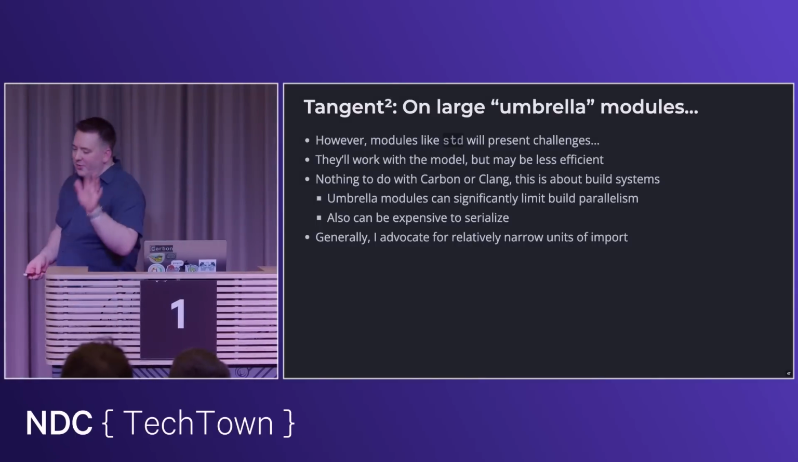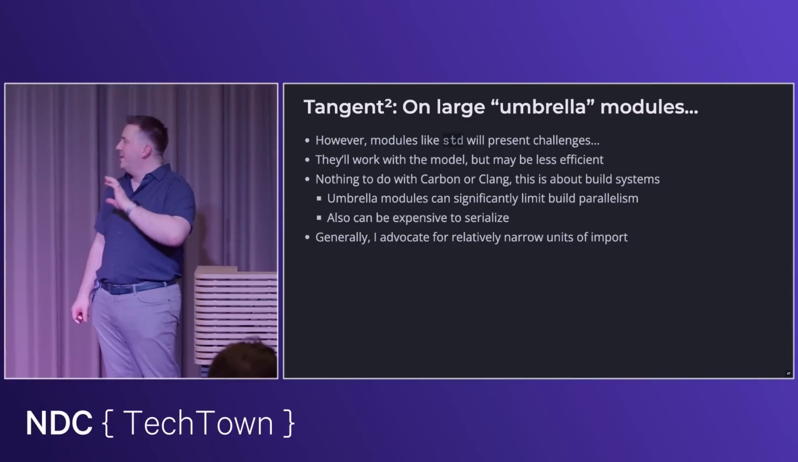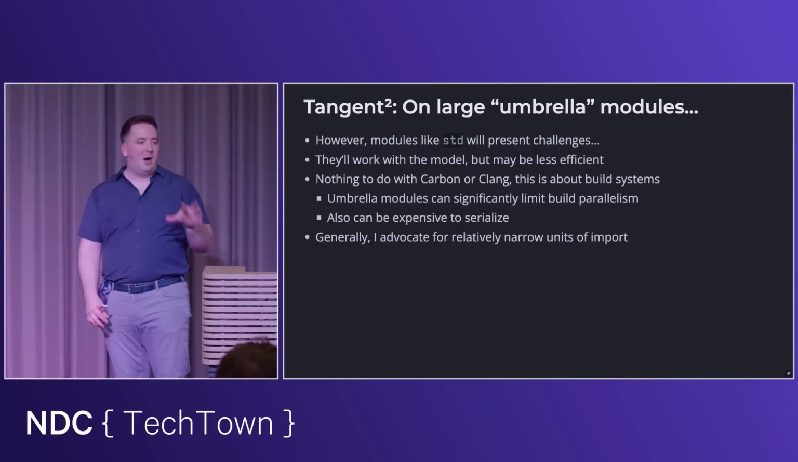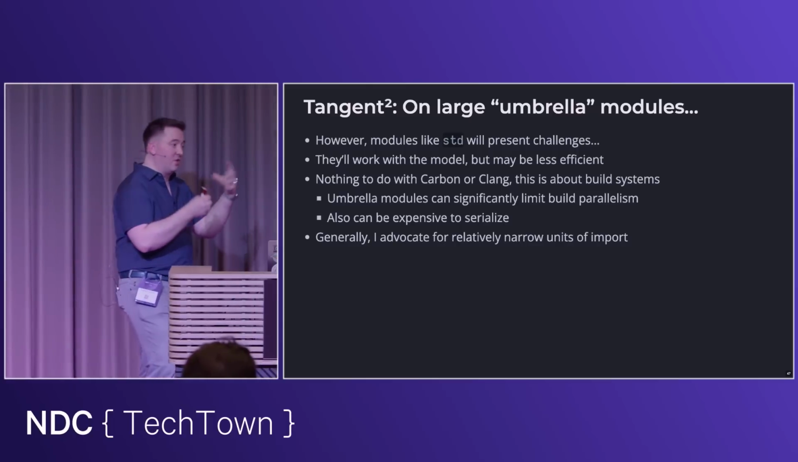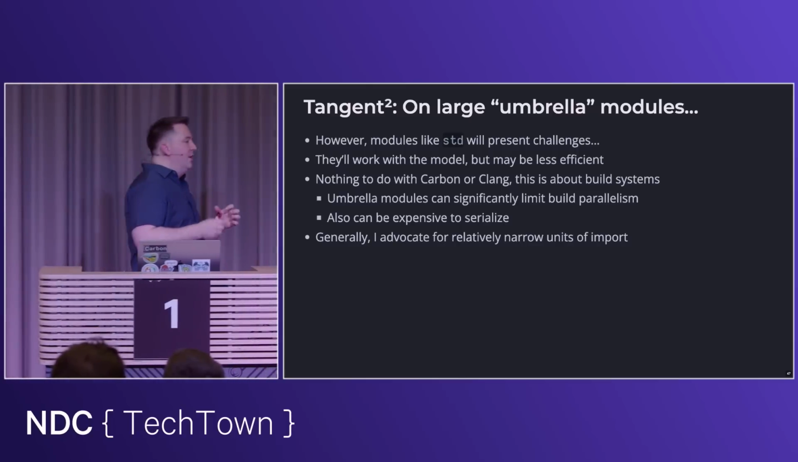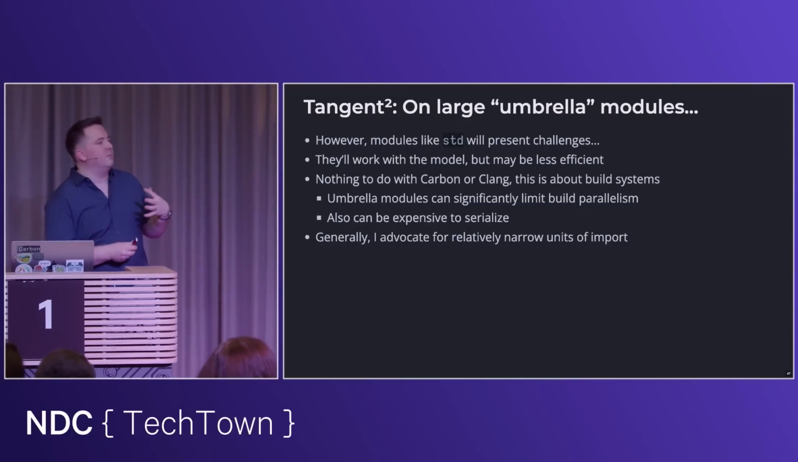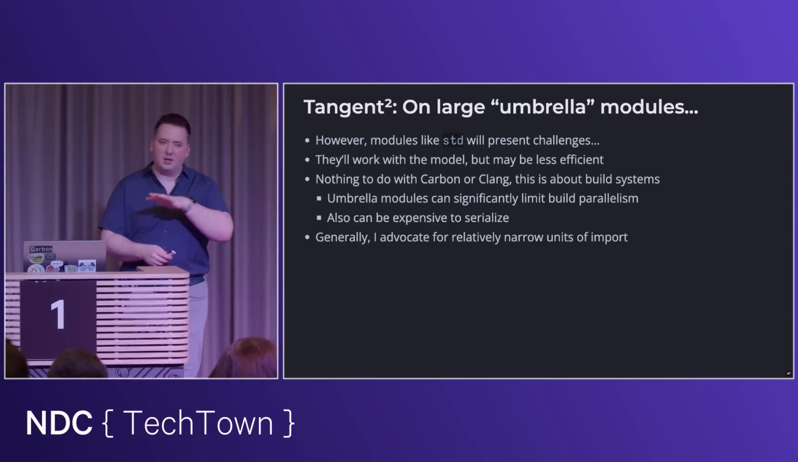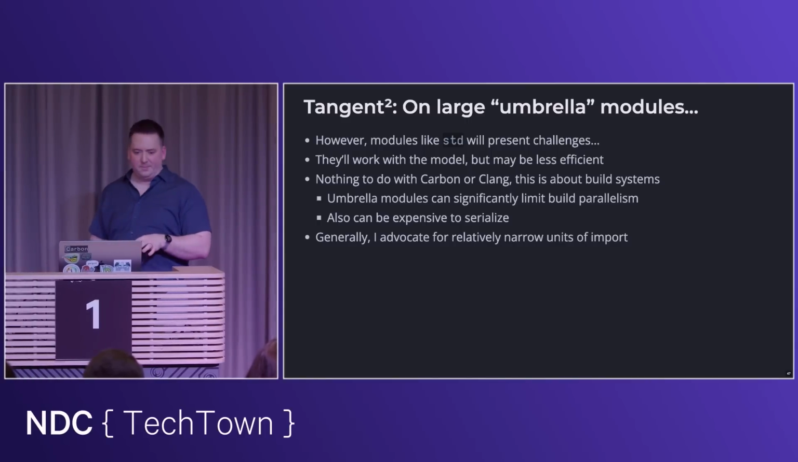However, this brings up another tangent. I'm sorry for the repeated tangents here, but C++ modules also tempt people towards these umbrella modules like import std and things. That's going to present some real challenges. They're going to work, but I think they're going to be less efficient. And this has nothing to do with Carbon or Clang or anything else. This is about build systems.